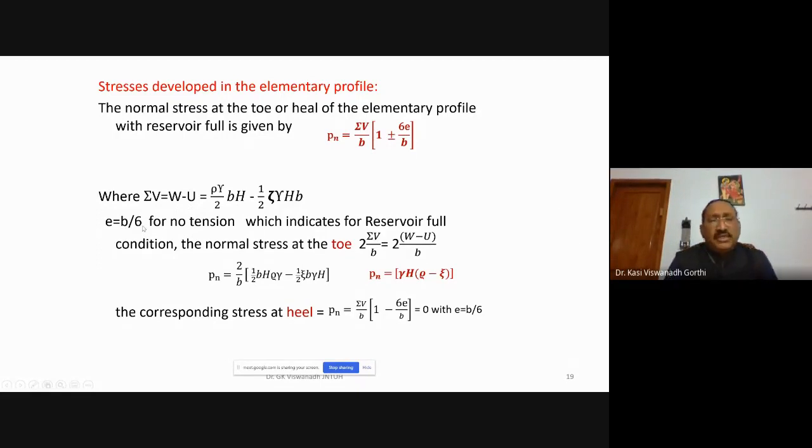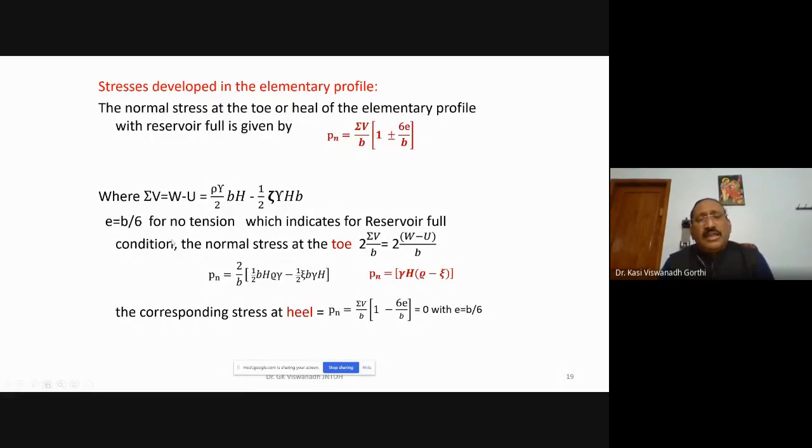This indicates the full reservoir condition we have already seen. e is the eccentricity. With respect to the middle of the base, the point of application of the resultant will be at the middle third. So it will be b by 3 from the toe. With respect to the center, it is b by 2 minus b by 3, which would be equal to b by 6.